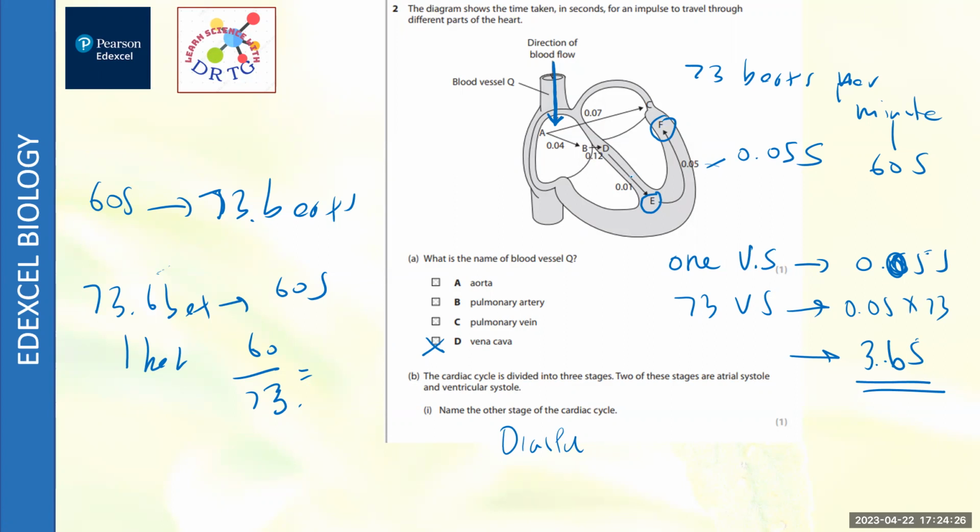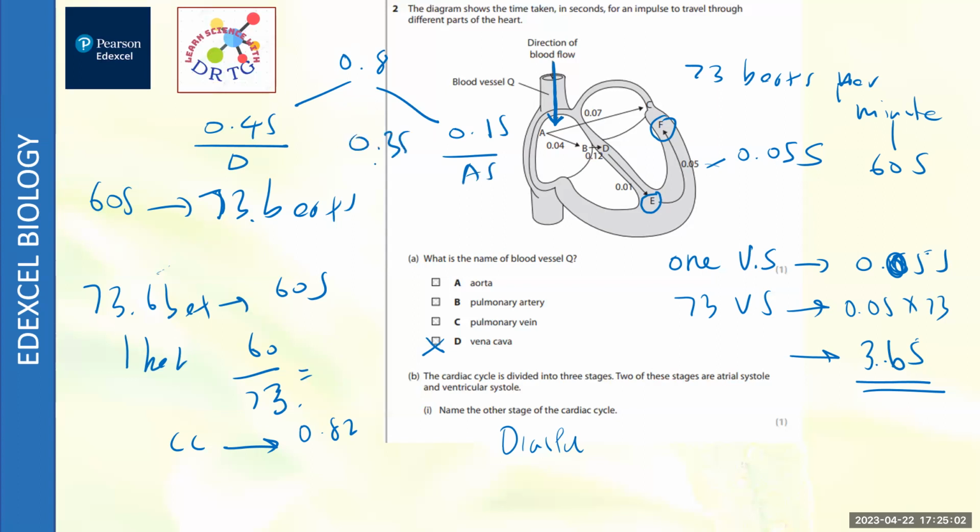60 divided by 73, roughly 0.82 seconds. One cardiac cycle is 0.82 second. We learn one cardiac cycle is 0.8 second, and 0.4 second is diastole, 0.1 second is atrial systole, 0.3 second is ventricular systole.